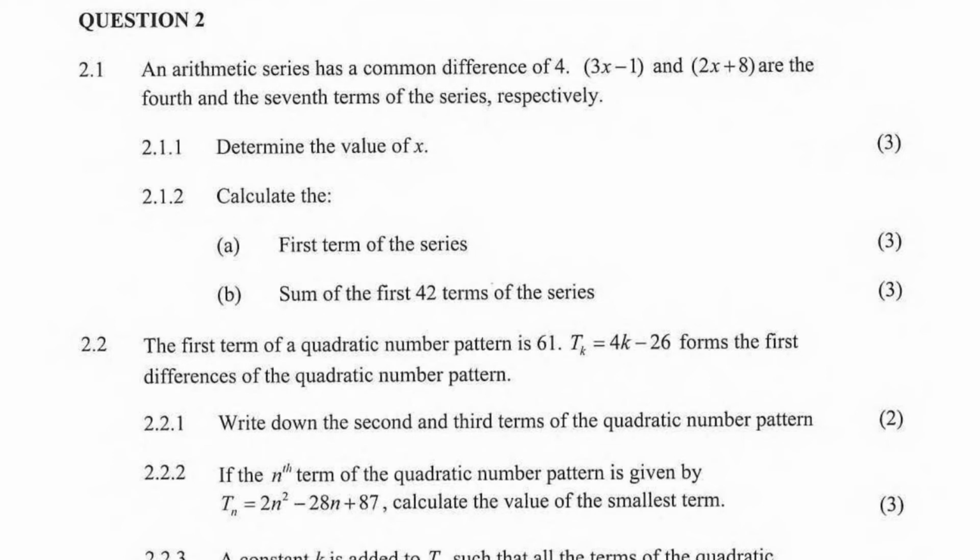Alright, and then we have B, which says calculate the sum of the first 42 terms of the series. Now we know that a is equal to negative 22, d is equal to 4, and since we want the sum of the first 42 terms of the series, n will be equal to 42. Right? Now let us use our formula to find the sum of the first 42 terms of the series.